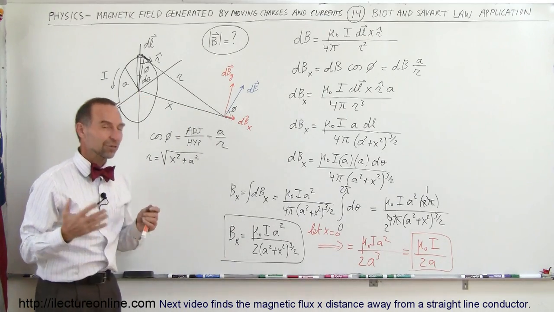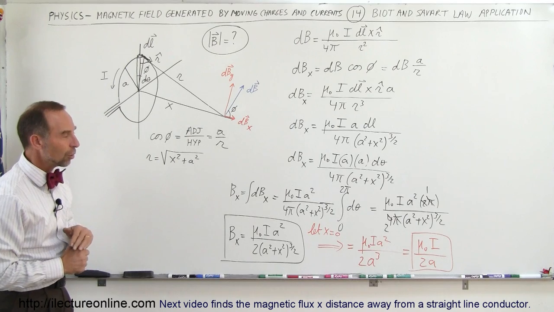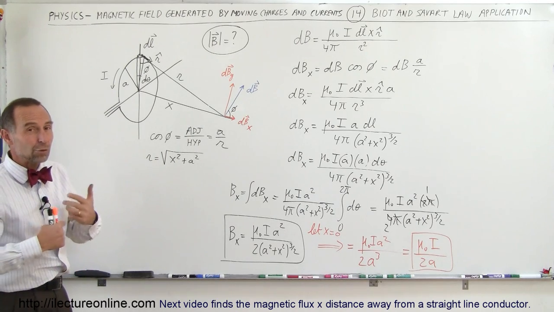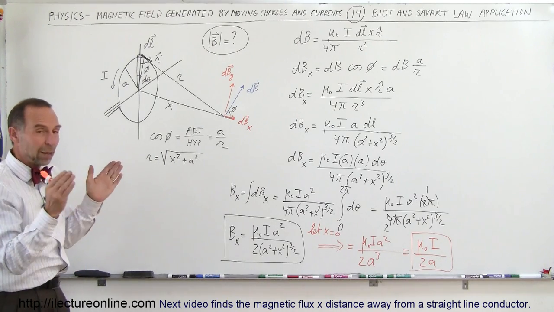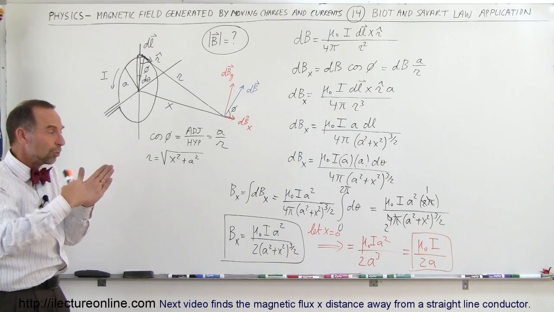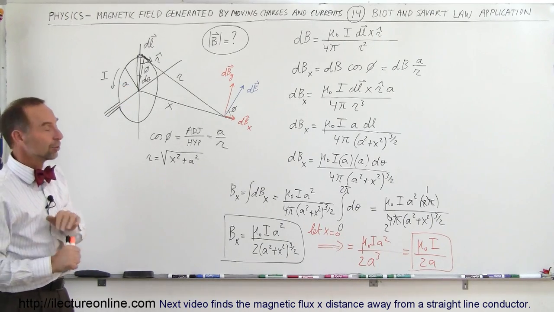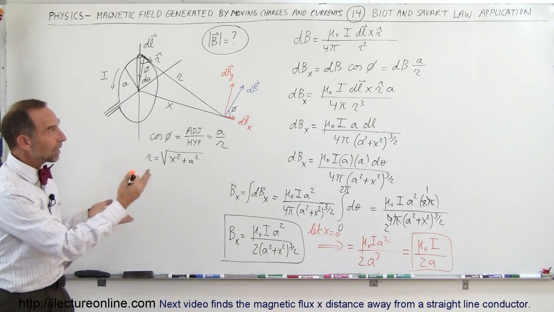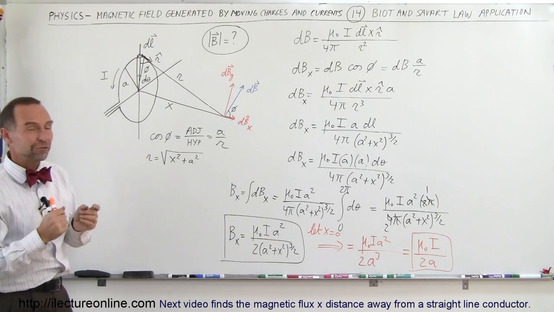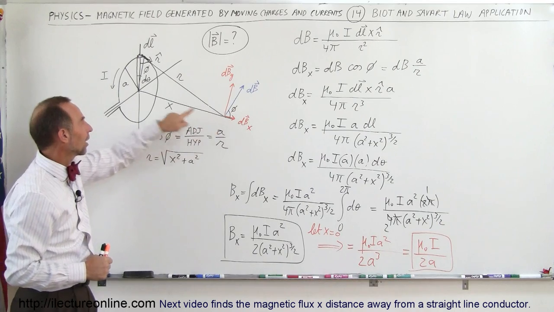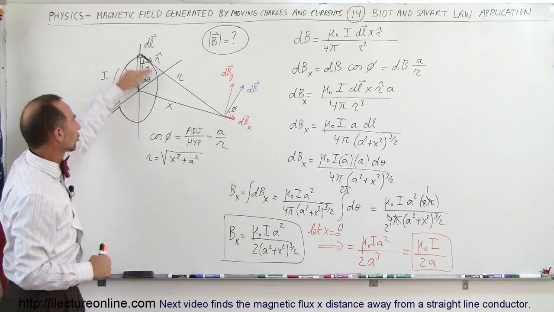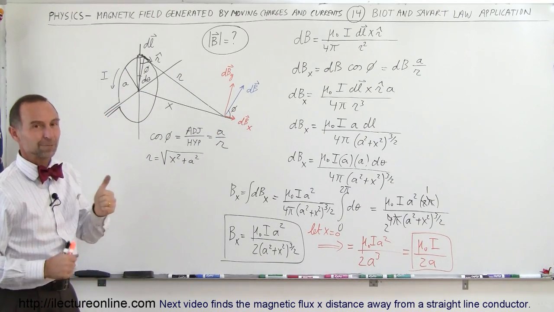And that's another interesting equation to know, because later on when we do solenoids or coils and we bunch them all together, we have n number of loops on there, we want to know what the magnetic field is at the center. This will definitely help us figure out how to do that. But now you see a nice application of the Biot-Savart law. We want to find out the magnetic field here on the axis away from a circular loop of current. That's how we do that.